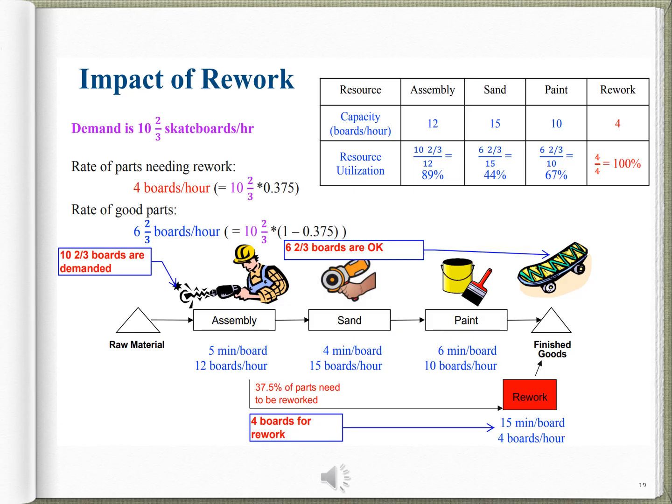4 defective boards per hour equal the rework station's capacity. Thus, the rework station is now a bottleneck. This is confirmed when we review the resource utilization per step. Now assembly has 89%, 44% for sanding, 67% for painting, and 100% for rework.